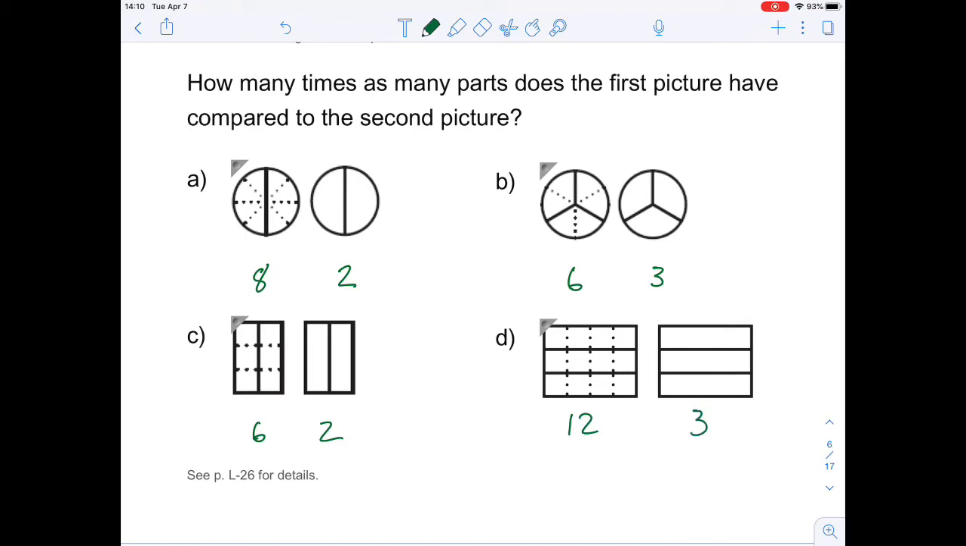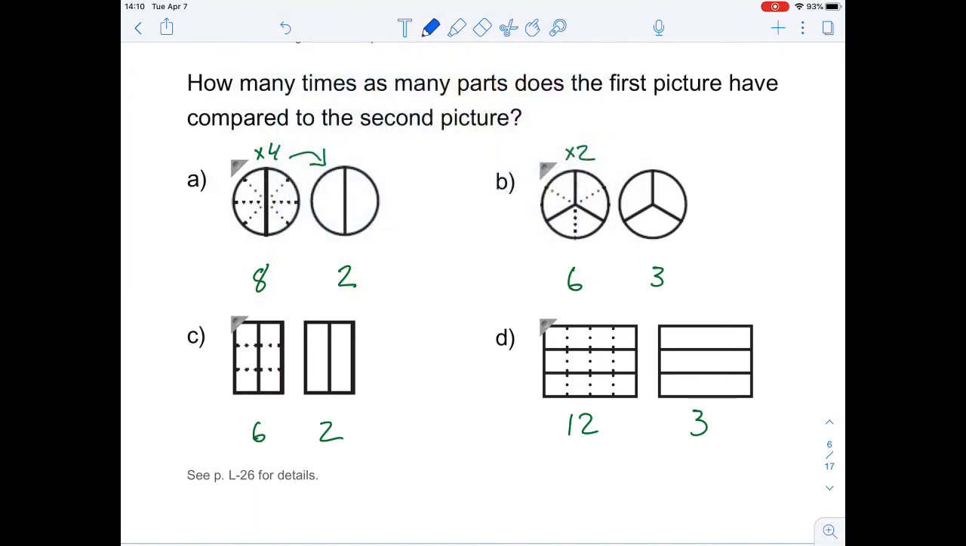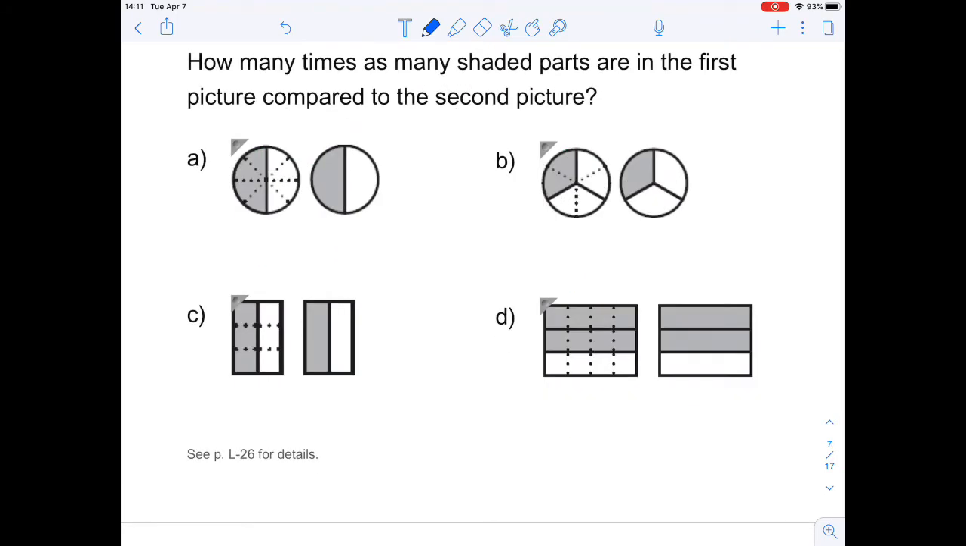So for A, the circle on the left shows 4 times as many pieces as the circle on the right. Here it's 2 times as many pieces as the circle on the right. Over here it's 3 times as many pieces, and over here it's 4 times as many pieces as the rectangle on the right.